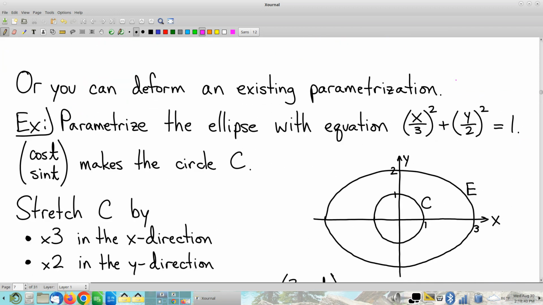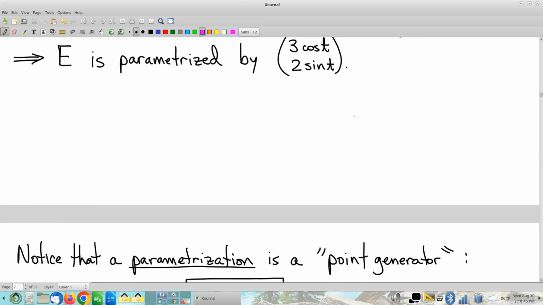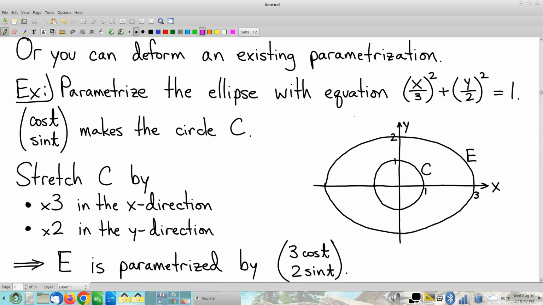I think this is the last one, if I remember correctly, that I'm going to show you before we go on to other things. Sometimes you'll want to parameterize something, and it won't be exactly something you've parameterized before, but it'll be similar in some ways. And so sometimes you can take a parameterization you already have and make observations about certain little tweaks that need to happen to it. Then, by way of those tweaks, you create your new parameterization.